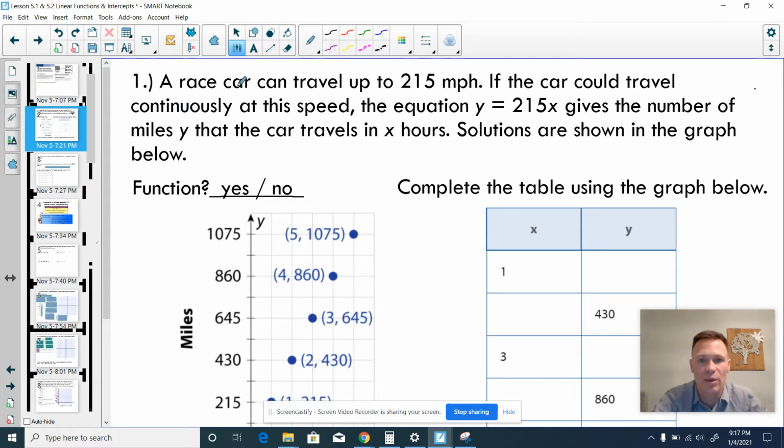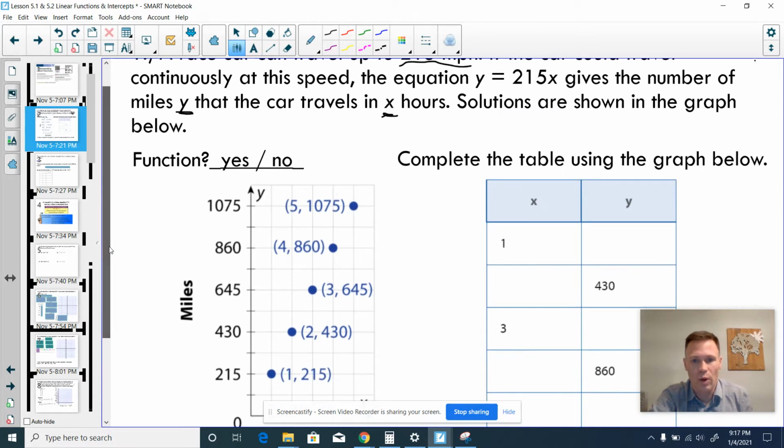All right, so first thing we have here is a word problem that I think is pretty easy for us to tackle. A race car can travel up to 215 miles per hour. If the car could travel continuously at this speed, meaning it doesn't vary, the equation y is equal to 215x gives us the number of miles y that the car drives after x hours. So in x hours, if it's 5 hours, we can substitute 5 in for x. It'll tell us how many miles it's traveled. Solutions are drawn in the graph below.